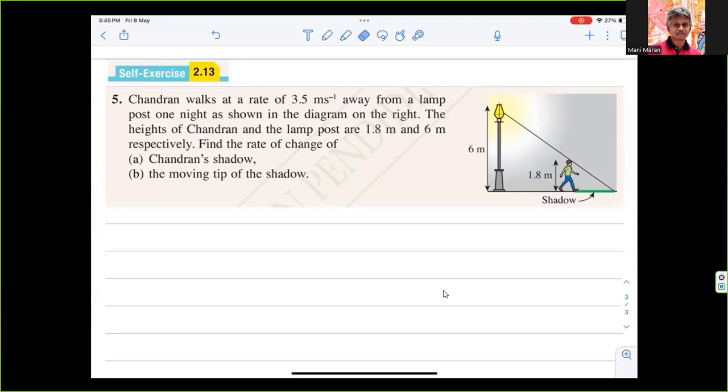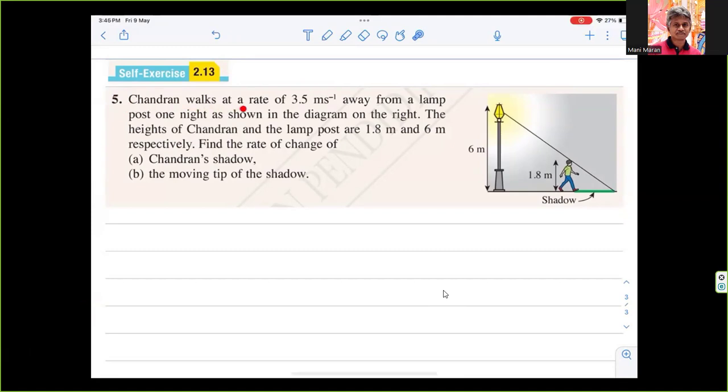Now let us take a look at self-exercise 2.3 in your textbook. This section deals with rate of change under the topic on differentiation. Let us go through the question first. We are looking at question number 5.